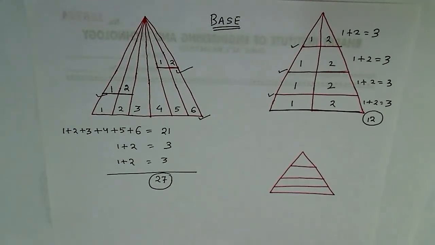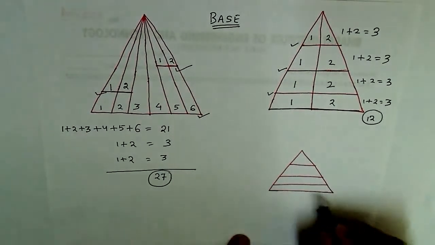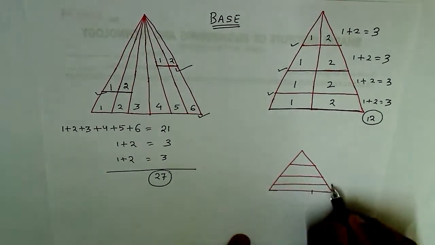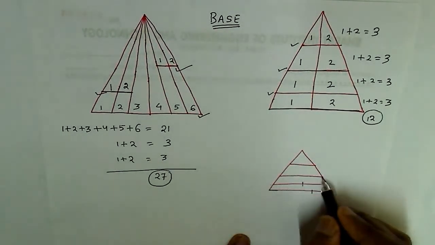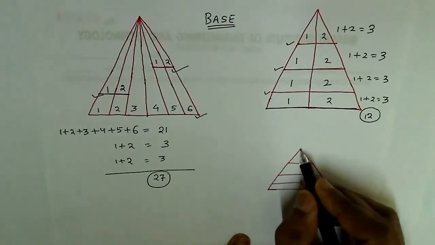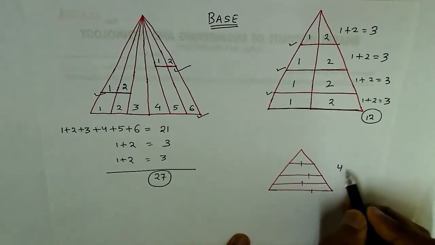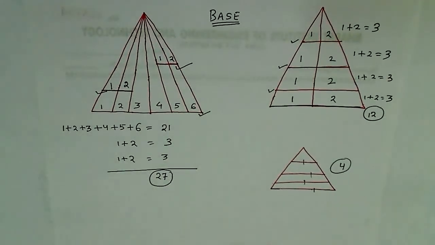Clear? Now in place of vertical lines, if only horizontal lines are there, it is also very simple. This is one base. In this base, we have one triangle. In this base, we have one triangle. If you take this base, we have one triangle. And if you take this base, you have one triangle. So 1 plus 1 plus 1 plus 1, total 4 triangles will be there.